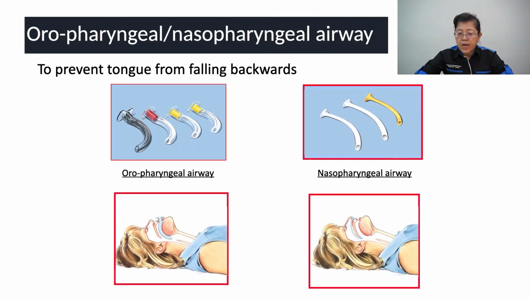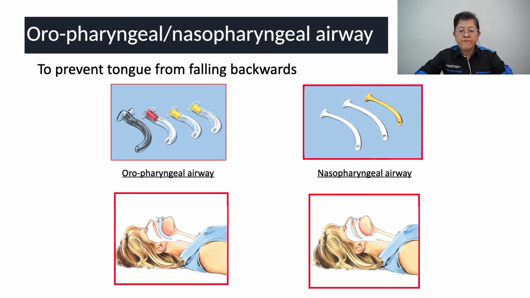There's the oropharyngeal airway and the nasopharyngeal airway. It's used to prevent the tongue from falling backwards when the victim is unconscious. For the oropharyngeal airway, it is important to know the measurement, because an oropharyngeal airway that is too short may defeat the purpose and one that is too long may occlude the airway.